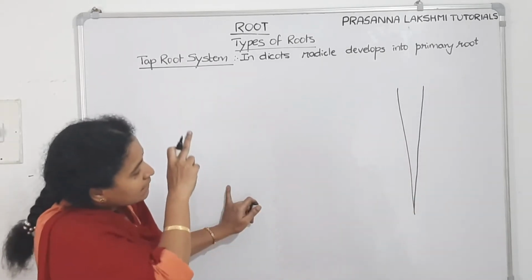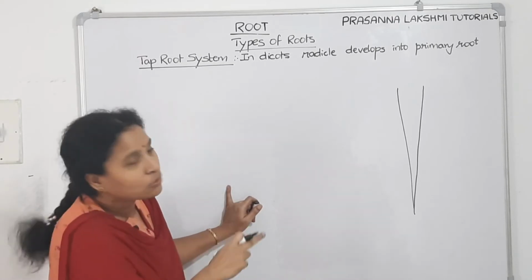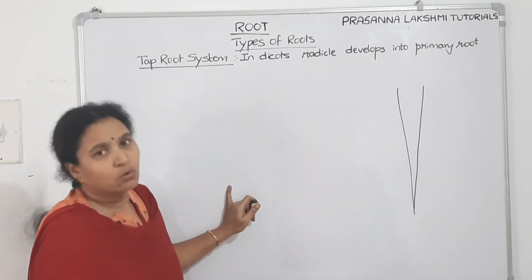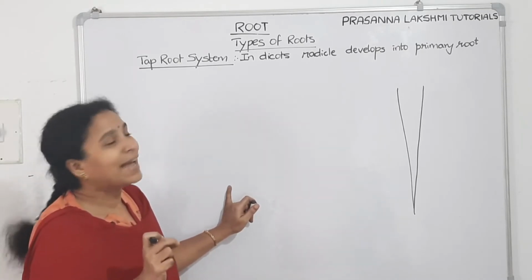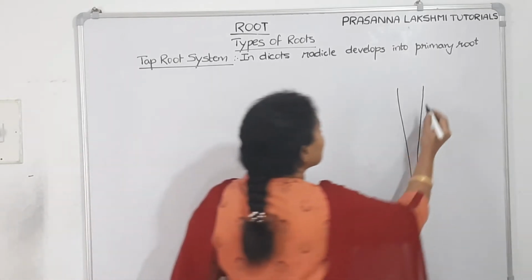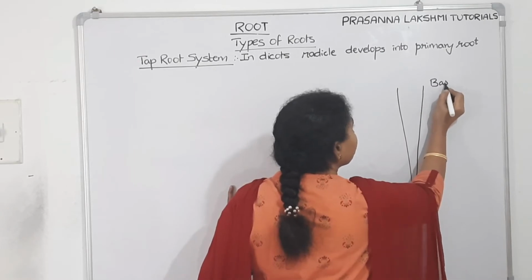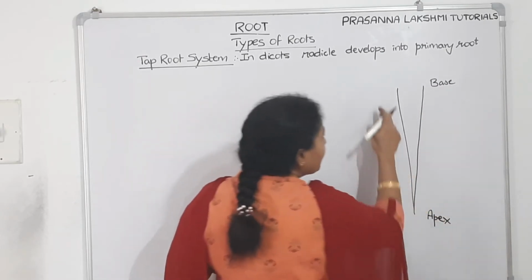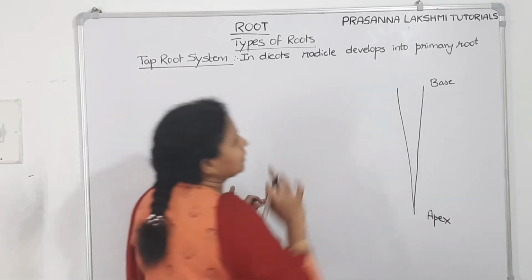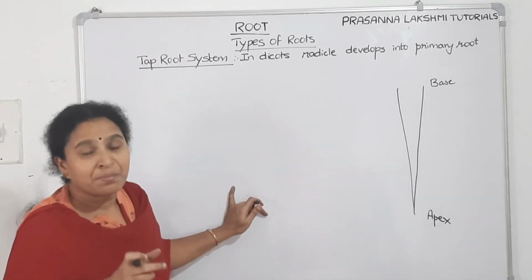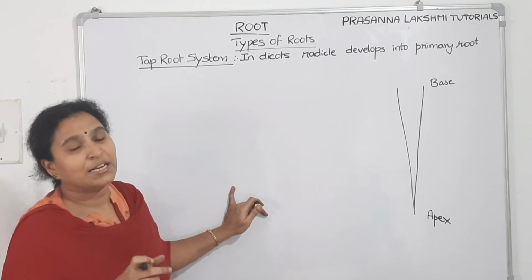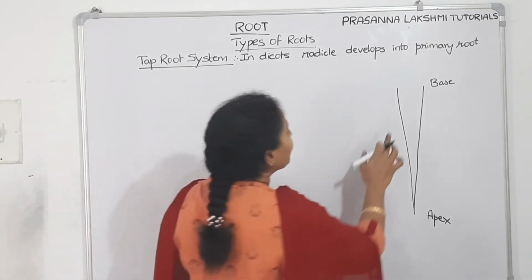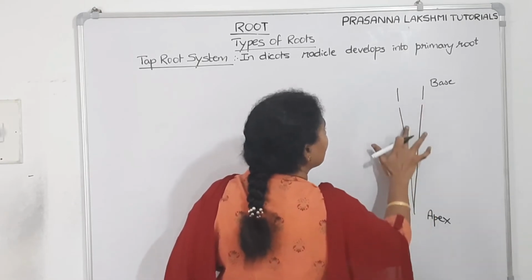Primary root, as it comes down from the base to the apex, is getting tapered, narrow. That's the name it got, taproot. So this is the base of the root and this is the apex of the root. From the base to the apex, the primary root is getting tapered, so that is why it is called taproot. And this taproot bears lateral roots.